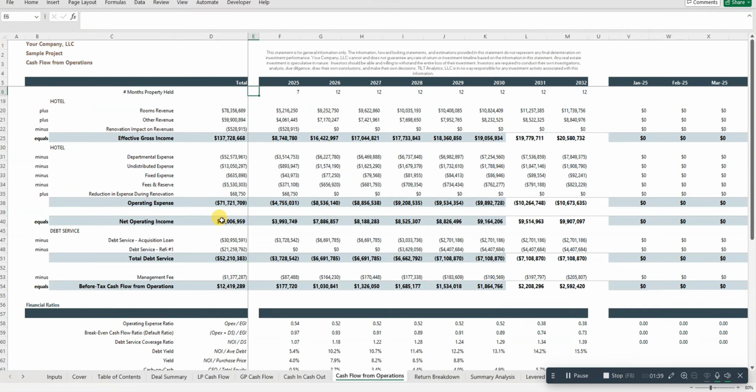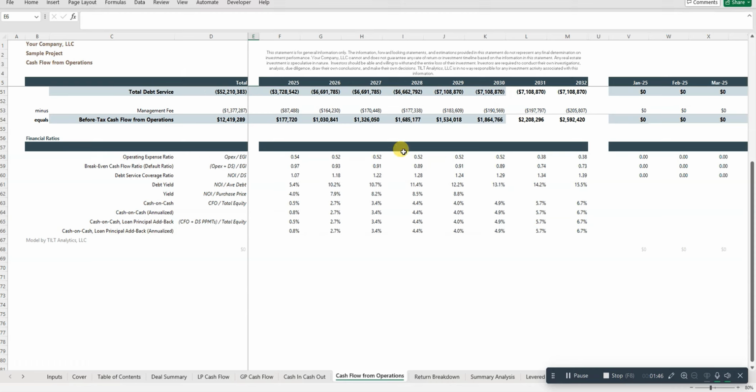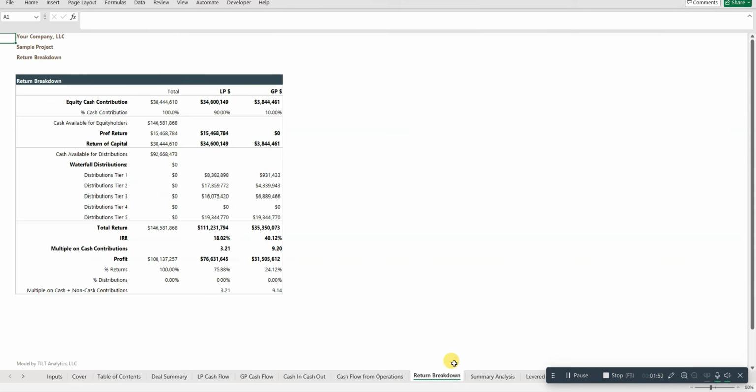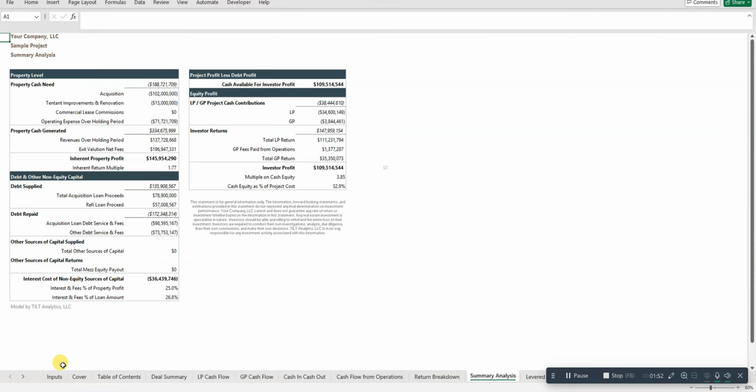The banks want to see your cash flow from operations, so they're going to want to see revenues, expenses, debt service, and a variety of key metrics at the bottom. There's a return breakdown comparing LP and GP, some summary analysis I use to quickly assess why projects are healthy or not healthy.